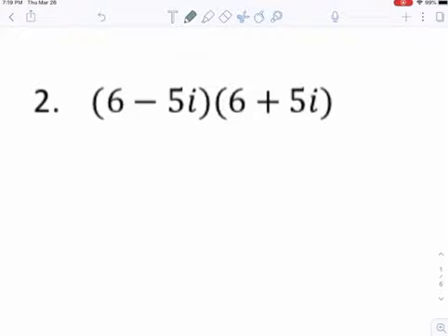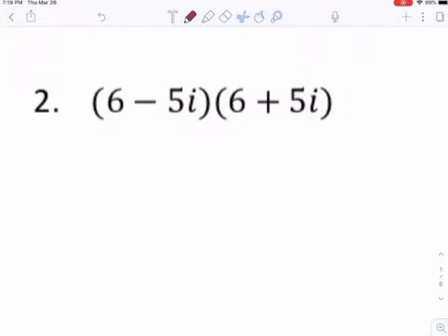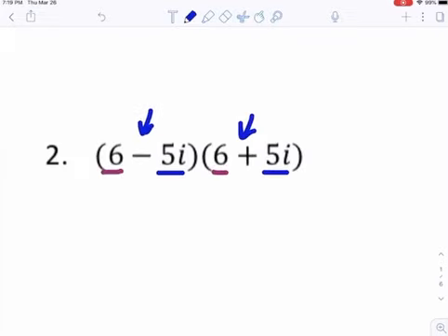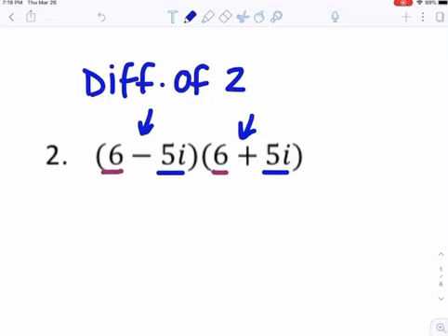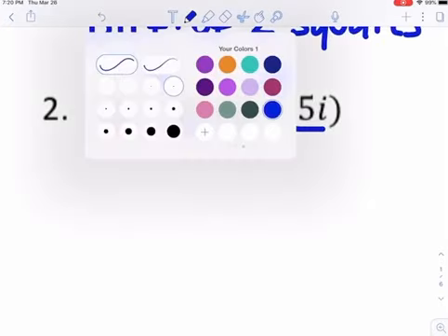Okay. In number 2, I want you to notice that I have the same exact 2 terms, but look, one's minus, one's plus. Okay, hopefully you're remembering what that means, right? This is a difference of 2 squares. Now I'm going to do it the long way. Okay, but if you remember the trick, you could also do the trick. So I'll do both. I'm going to do the long way first.